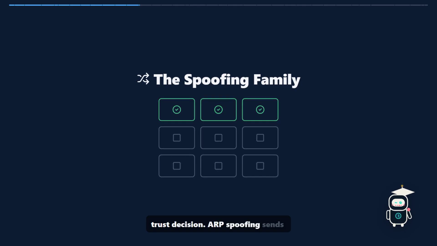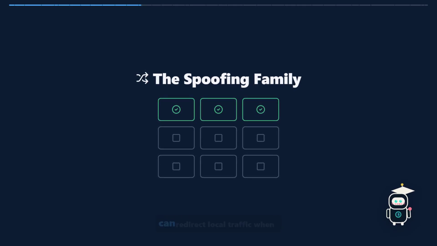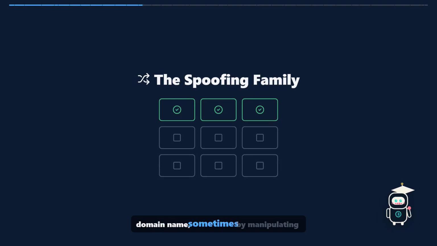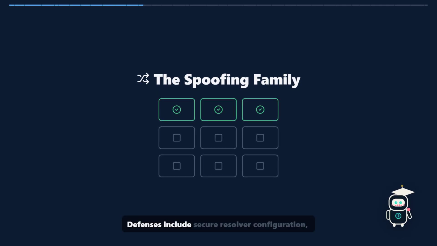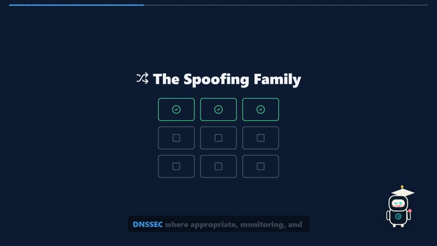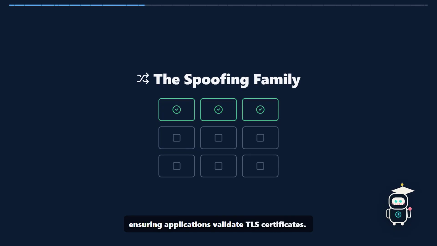Spoofing is about presenting false identity or routing information so a system makes the wrong trust decision. ARP spoofing sends deceptive Address Resolution Protocol messages on a local network to associate an IP address with the attacker's MAC address. It can redirect local traffic when devices accept the false mapping. DNS spoofing attempts to provide a false answer for a domain name, sometimes by manipulating a resolver response or cache. Defenses include secure resolver configuration, DNSSEC where appropriate, monitoring, and ensuring applications validate TLS certificates.